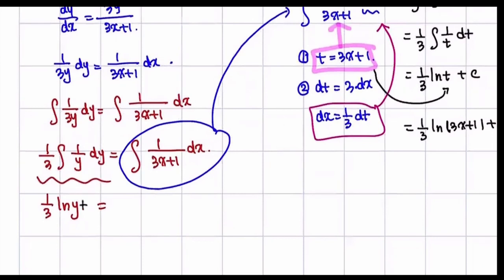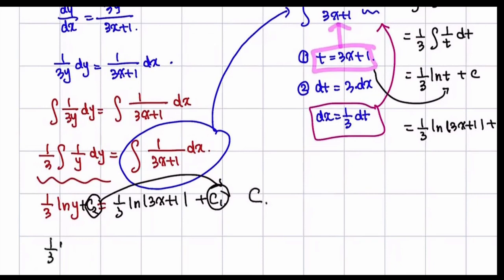Actually, there exist c1 and c2. This is 1 over 3 ln of 3 times x plus 1 plus c1. If you subtract one constant from the other, the result is another constant, so you just write c. 1 over 3 ln y equals 1 over 3 ln of 3 times x plus 1 plus c. We should consider the positive part.